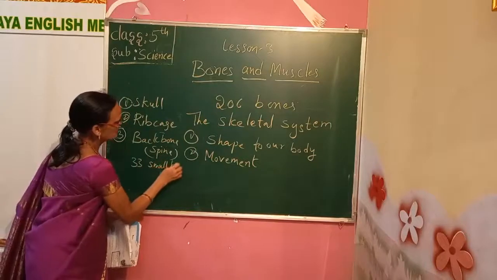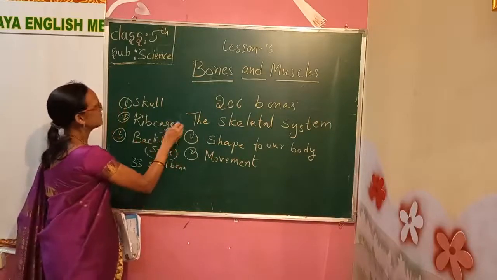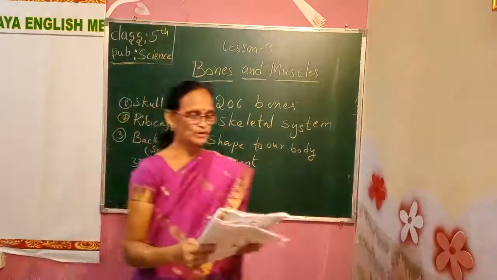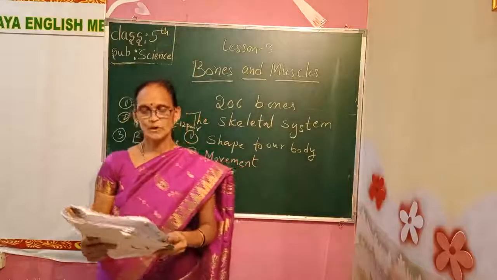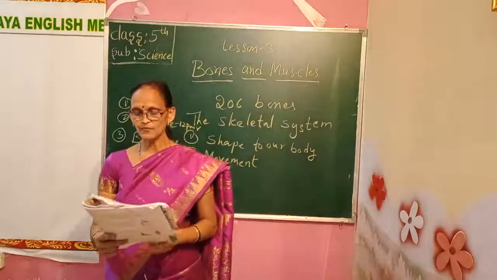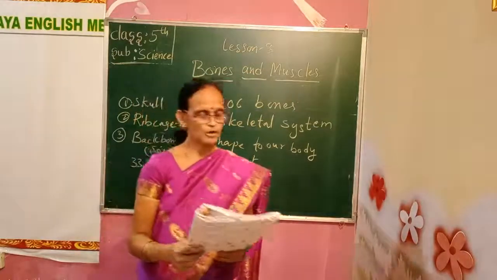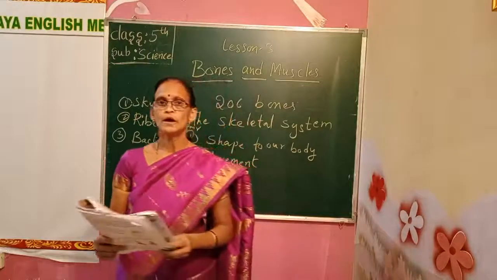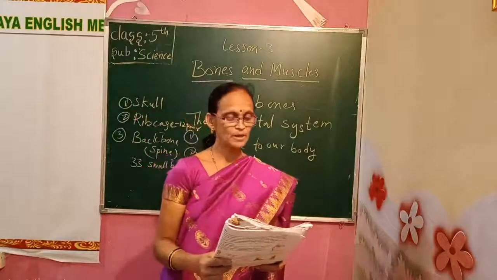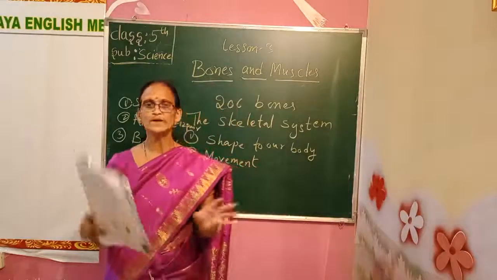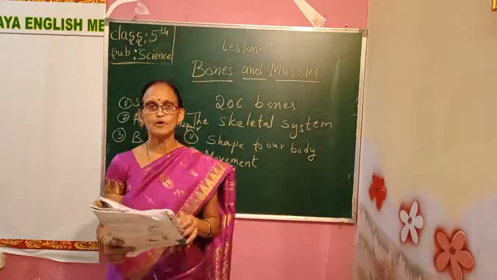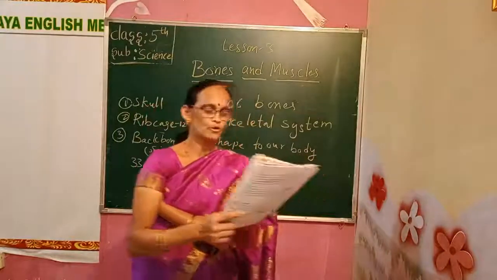This rib cage is made up of 12 pairs. Like that, the backbone is made up of 33 small bones called the vertebrae. They form the column called the vertebral column, which protects our spinal cord. What is the vertebral column? 33 small bones together. How is it protecting our spinal cord? It is covering our spinal cord.